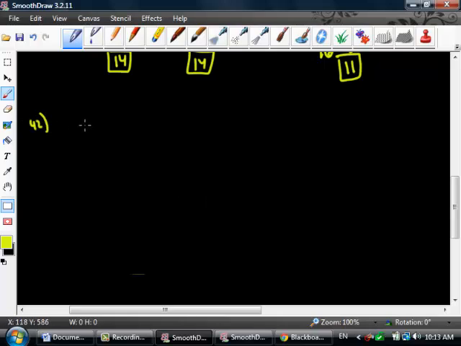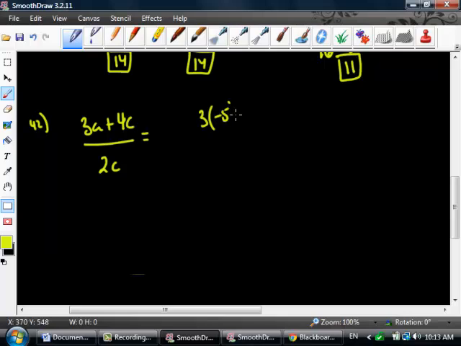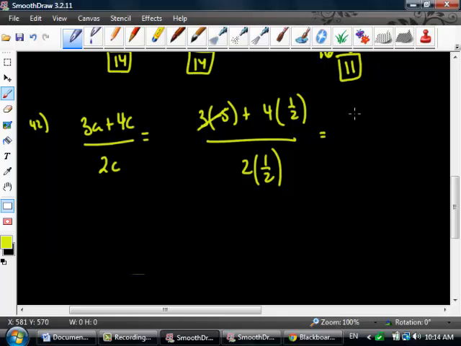Okay, last one on this section here. Number 42. 3a plus 4c over 2c. A lot of c's in this problem. So let's go ahead and just substitute this in. This is going to equal 3 times a, which is negative 5, plus 4 times c, which is 1/2, over 2 times c, which is 1/2 again. Let's go ahead and simplify this. 3 times negative 5 is negative 15, plus 4 times 1/2 is 2, over 2 times 1/2 is 1.